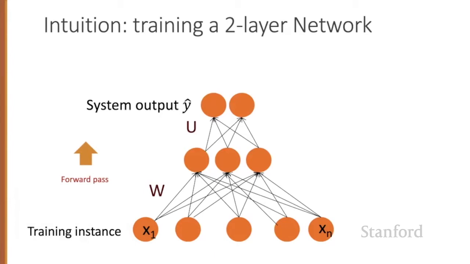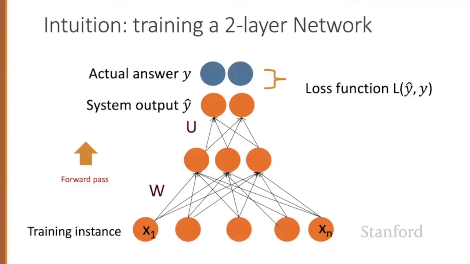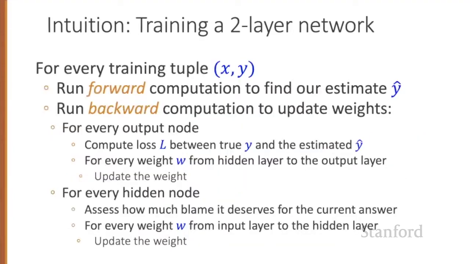Then we compare Y hat to the true answer, Y, to get a loss for the example. And then we're going to do a backward pass through the network, computing the gradients we need to update the weights. Let's see that same thing in a slightly more formal way.